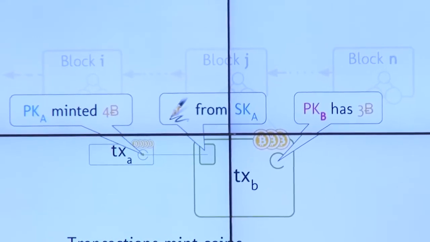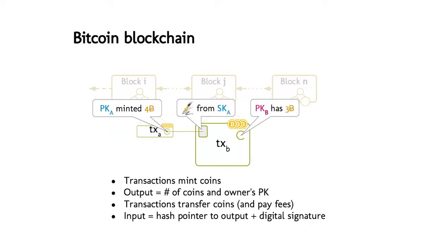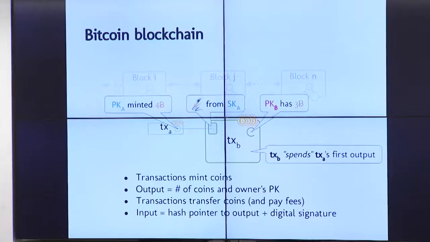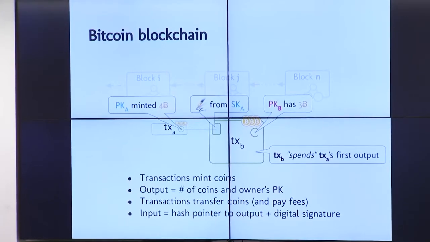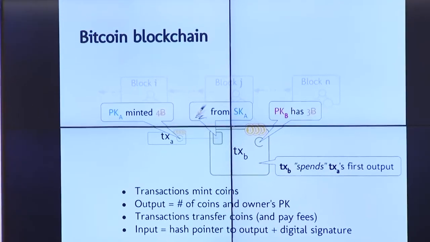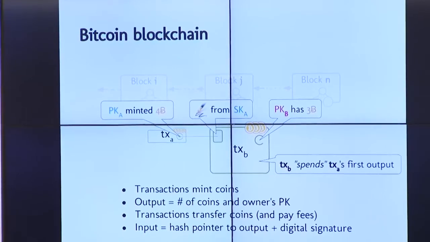Does this make sense? How many of you are with me? All right. Any questions about how transaction inputs and outputs work? So if you remember, in the input here, you have a hash pointer to the output here, right? So the high level idea here is that the output is just a number of coins and a public key, and the input is a hash pointer to an output plus a digital signature from that output's public key. Okay? And what happens here is that transaction B is spending transaction A's first output. That's the terminology that we're going to use. And I think you guys have already used terminology like this.